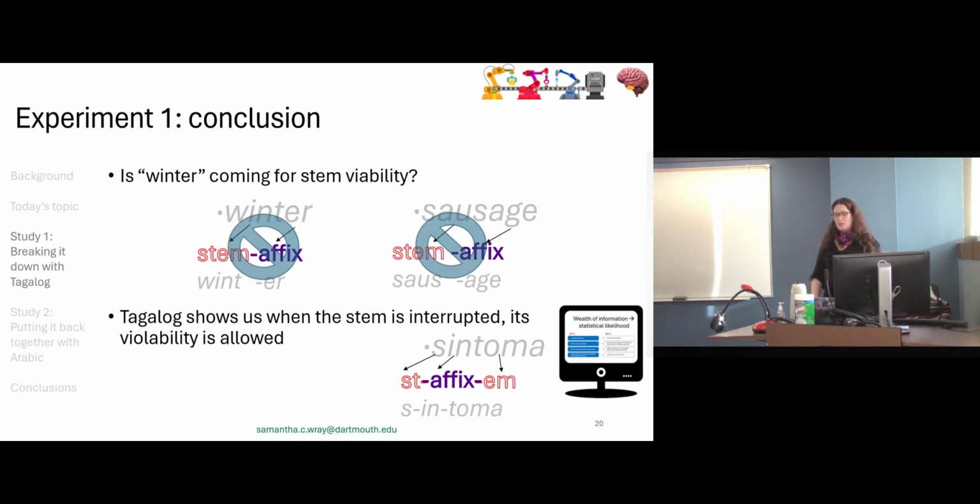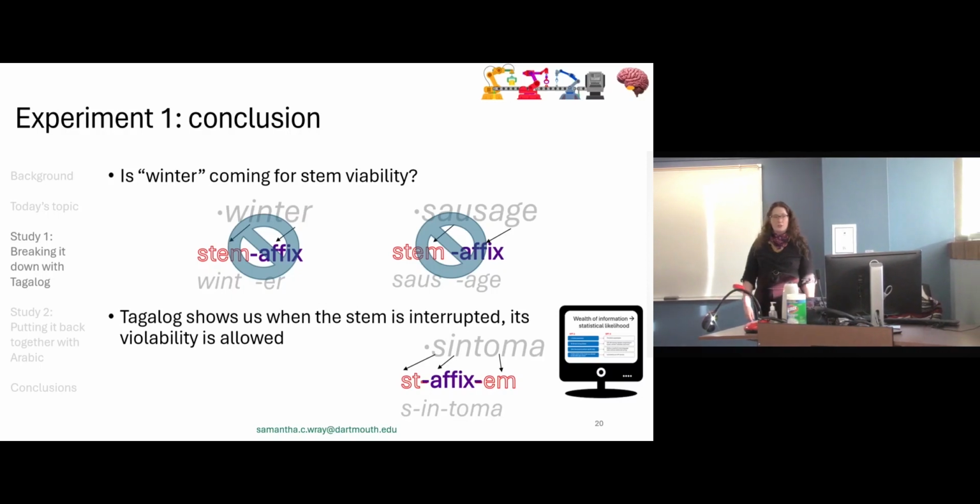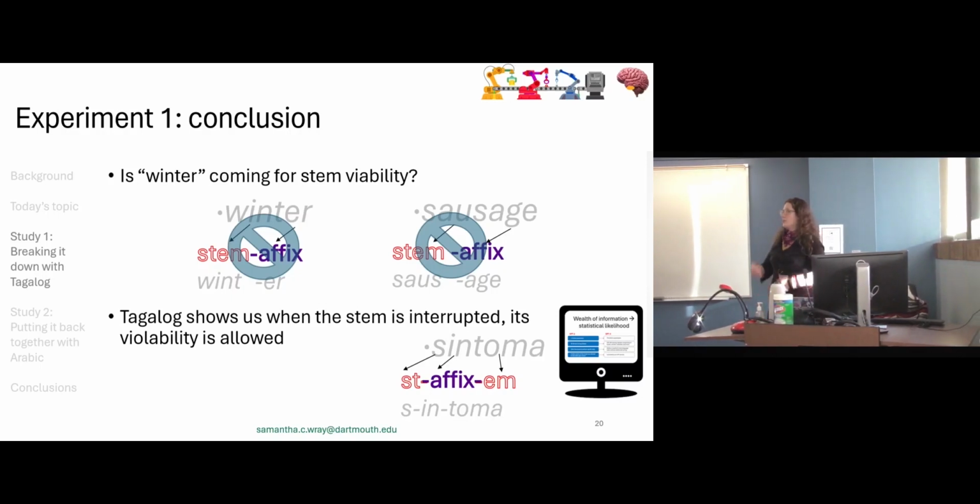So, Tagalog allows us to see that when the stem is interrupted with an inserted affix, its viability is allowed. It doesn't matter that it doesn't result in a viable stem. There's still decomposition. This is something that we wouldn't have been able to study with English and would not have known. So we would have come to the conclusion, as we have been so far, with English and other related languages that have just prefixation and suffixation, that we're a hard and fast rule checker in the visual word form area. In fact, we're more like a statistical likelihood checker.